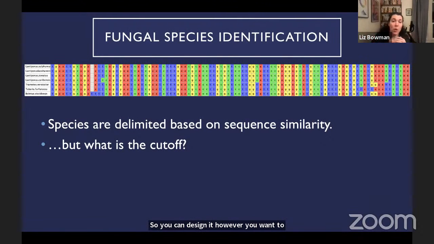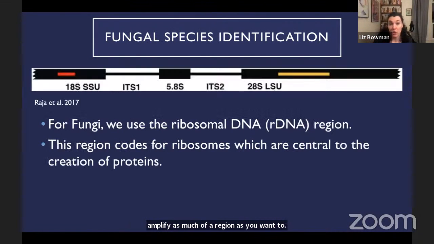You can design it however you want, so you can amplify as much of a region as you want. What really is your limitation, though, is what sequencing technology you're using. I use Sanger and Illumina mostly. For Sanger sequencing, the forward primer is here and the reverse primer is here.